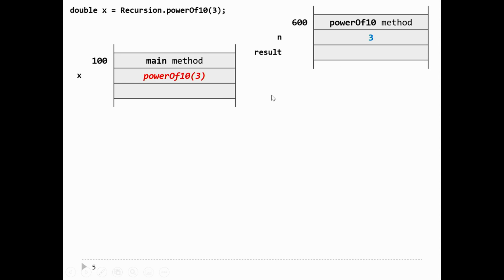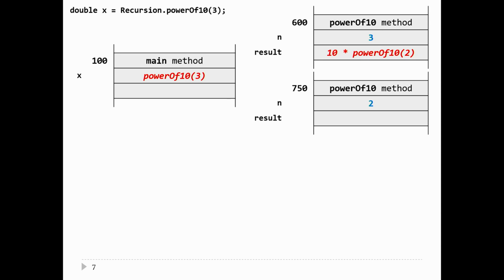Okay, so what happens when you call power of 10, 3? Well, it's recursive, so it calls itself. It computes 10 times power of 10, 2. Now what you need to remember in a recursive method is that whenever you run a method, a new chunk of memory gets carved out for that method. So in other words, power of 10 does not run in this chunk of memory. It runs in a new chunk of memory. So you get a new block of memory which has storage for n and result. Now n is 2.